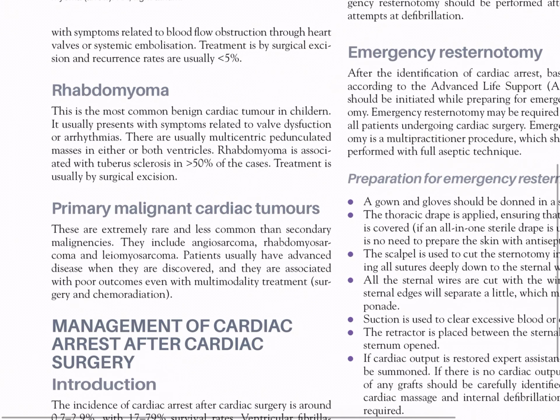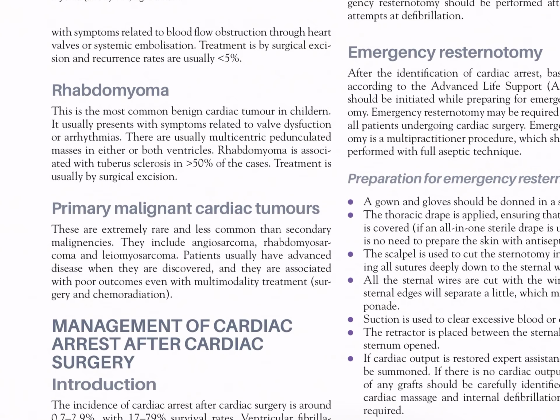Second, rhabdomyoma. This is the most common benign cardiac tumor in children. It usually presents with symptoms related to valve dysfunction or arrhythmias. There are usually multicentric pedunculated masses in either or both ventricles. Rhabdomyoma is associated with tuberous sclerosis in more than 50% of cases. Treatment is usually by surgical excision.